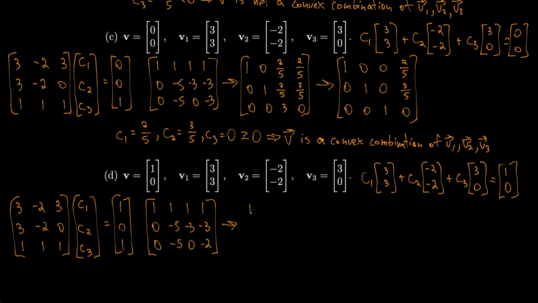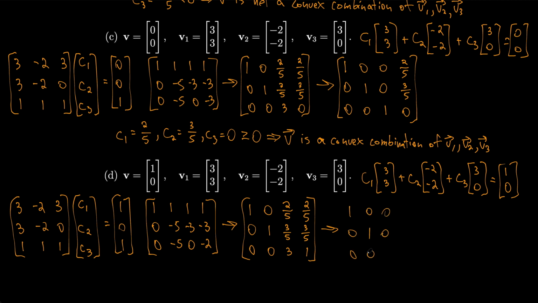which becomes 1, 0, 2/5, 2/5, 0, 1, 3/5, 3/5, 0, 0, 3, 1. And we get 1, 0, 0, 0, 1, 0, 0, 0, 1, where the first coefficient is 4/15, the second is 2/5, and the third is 1/3.